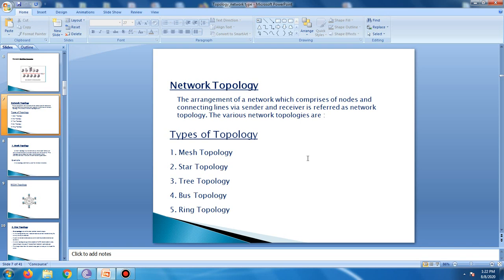network topology. It is a very useful concept in computer network. Network topology means the arrangement of a network which comprises nodes and connecting lines via sender and receiver, and is referred to as network topology.